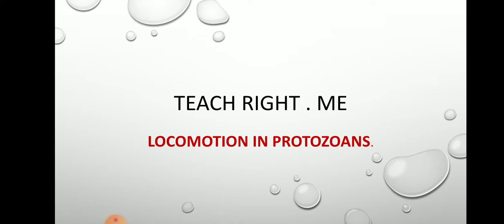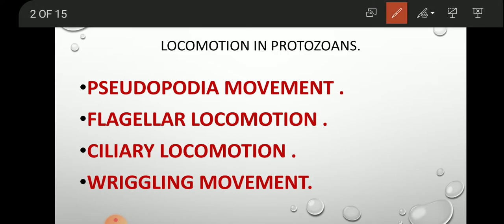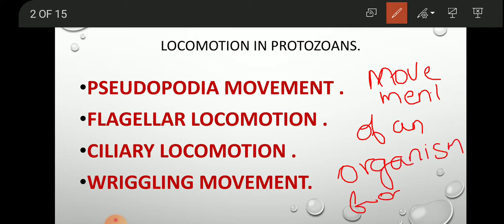Today's topic is locomotion in protozoans. So we'll be briefly discussing the locomotion. Locomotion means movement. Note it: movement of an organism in search of what? Food, shelter and mating, that is, food, shelter and partners. So this is what locomotion is.